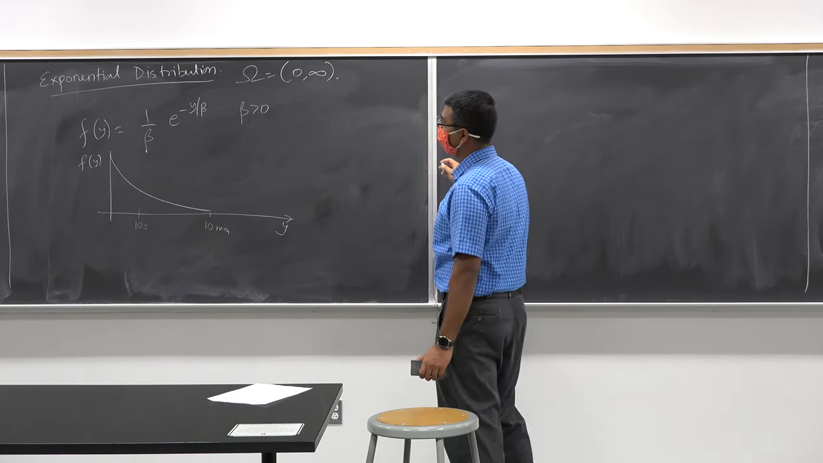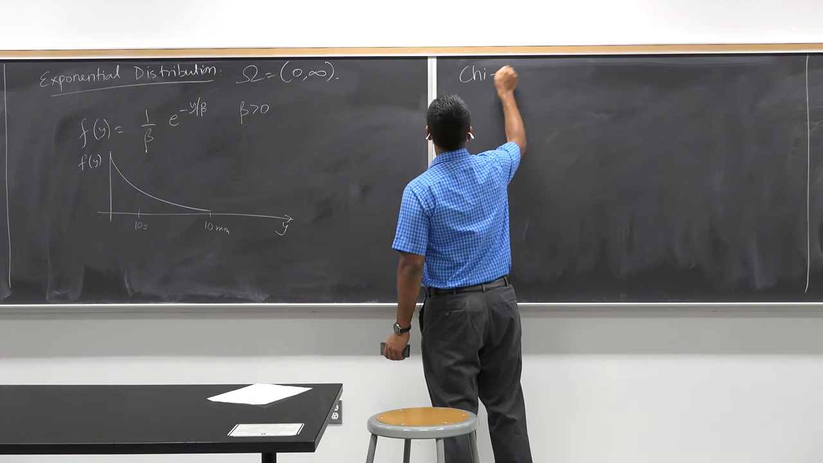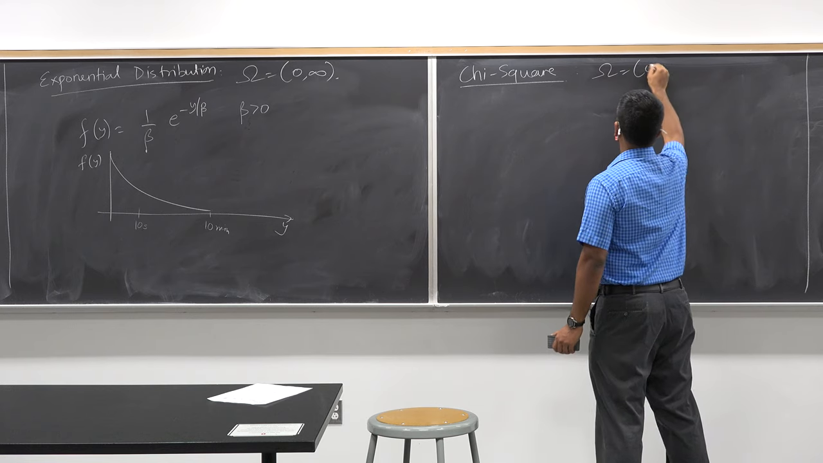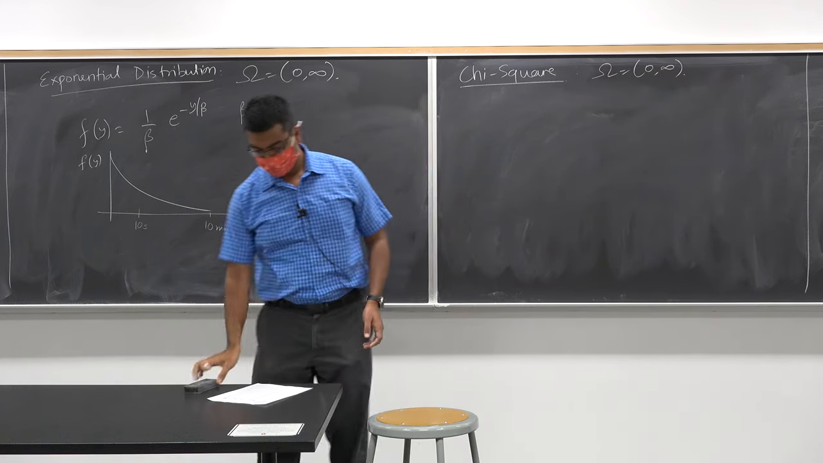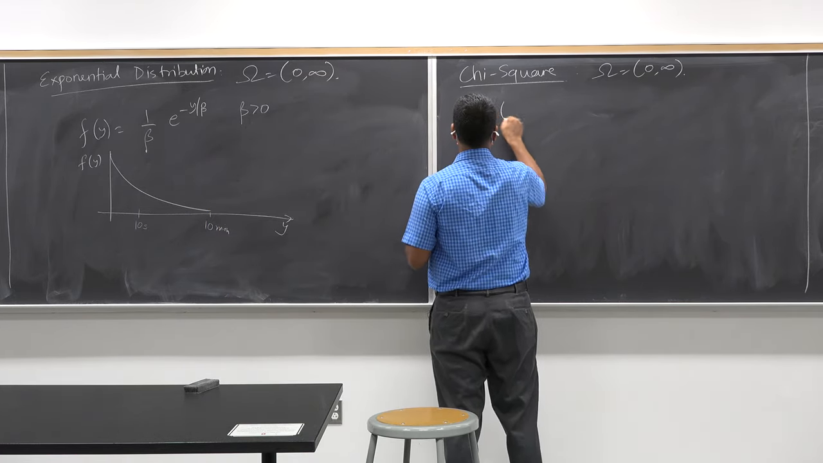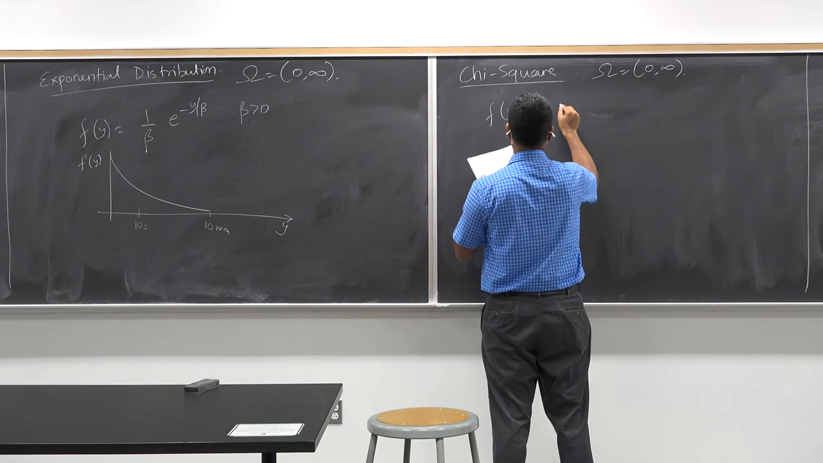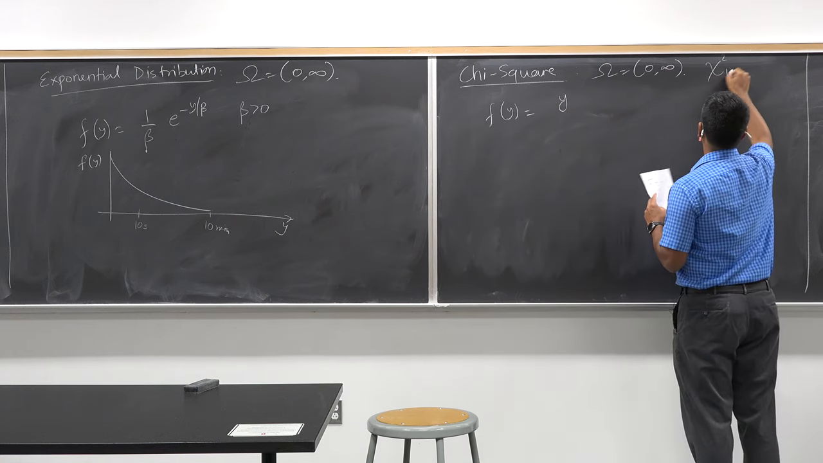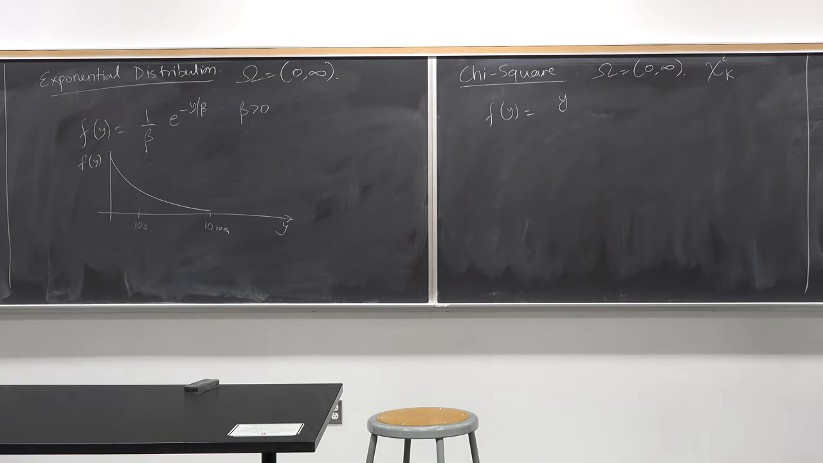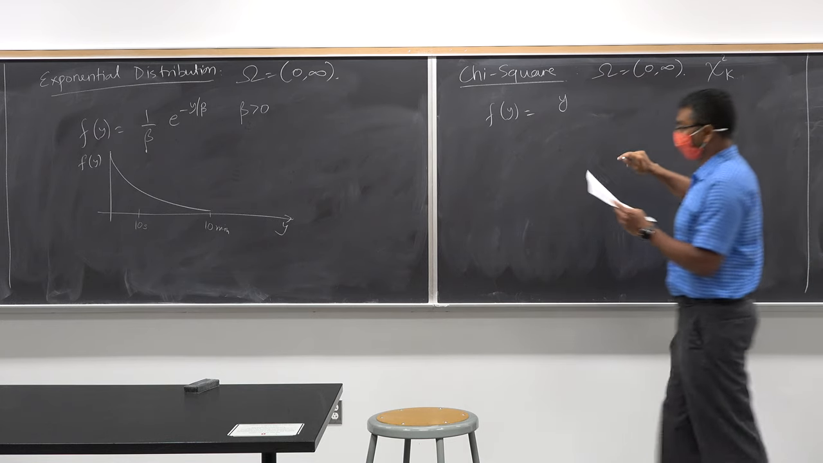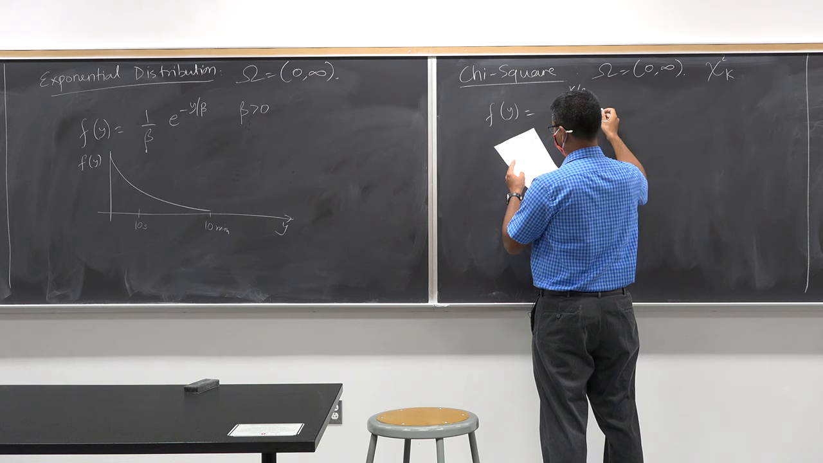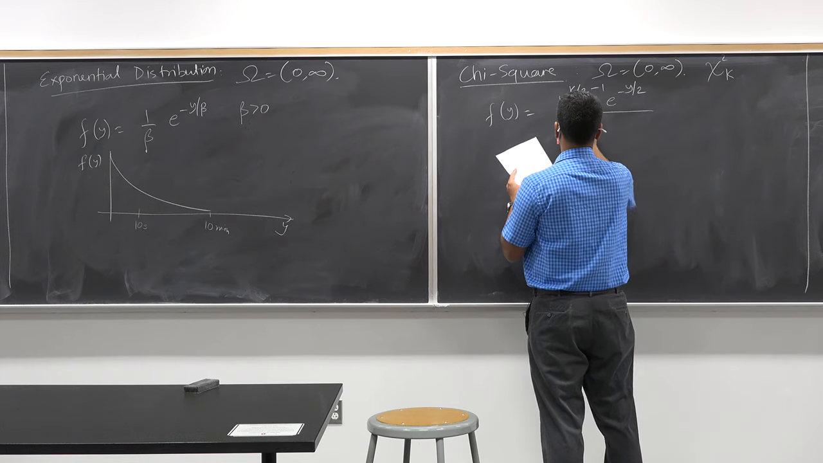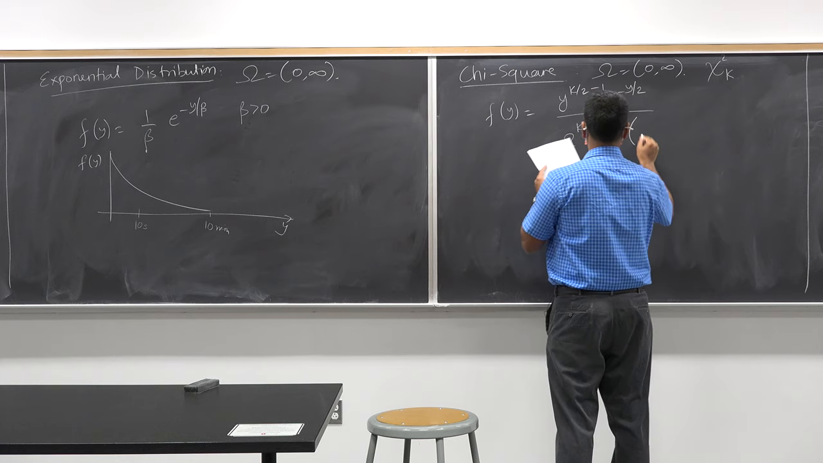The last distribution I want to talk about is the chi-square distribution. Omega is between 0 to infinity. And f of y, this is denoted by chi-square k. So I know in the notes you have this parameter nu, but I'm going to change it to k for our discussion today. So f of y is y raised to k over 2 minus 1, e raised to minus y over 2, over 2 raised to k by 2 gamma of k by 2.